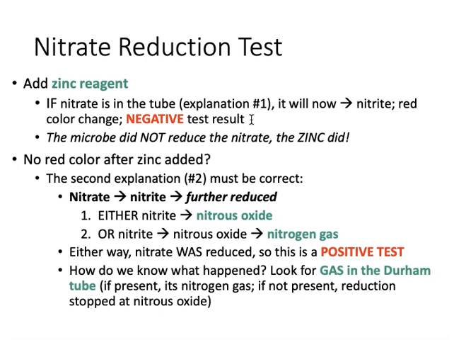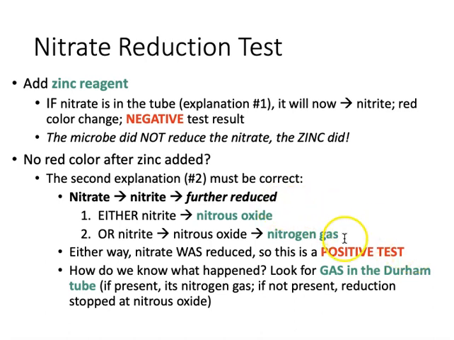But what if there is no color change after we add the zinc reagent? Well, that means the second explanation must be correct. The bacterium must have reduced nitrate to nitrite and then further. So in that tube, there's either nitrous oxide, which dissolves into the medium, or nitrogen gas, which will collect in the Durham tube. Either way, the nitrate got reduced, so that is a positive test.